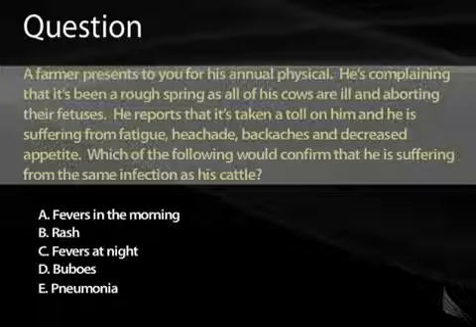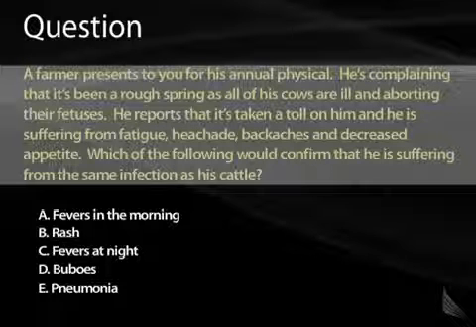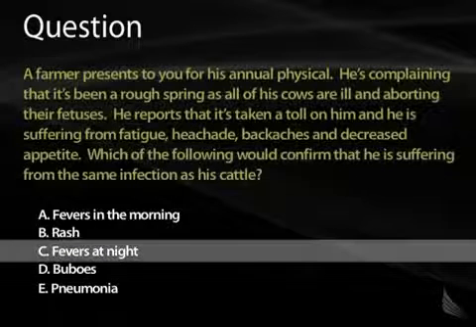So we have an organism that you get from animals and causes aborted fetuses in cows. So you think of brucella. Also you think of brucella as causing undulating fever, which causes the backache, the fatigue, the lassitude, the decreased appetite. So looking for things for brucella and undulating fever is A. Fevers in the morning. We know that it causes fevers, but we'll have to remember that the fevers spike more at night, and it's low in the morning. It's not usually associated with a rash.